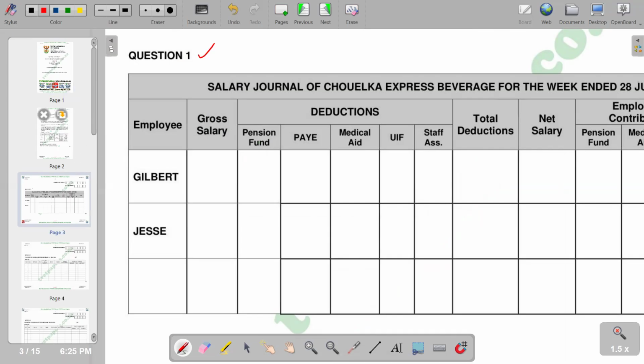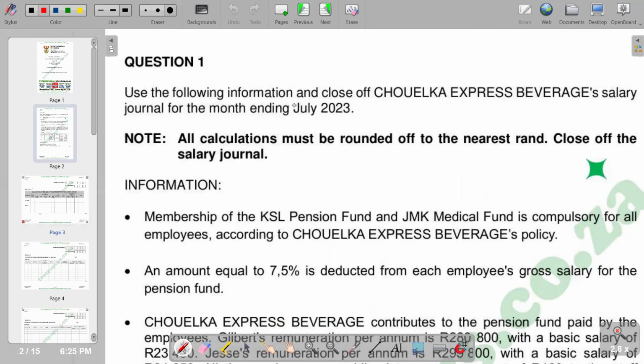In terms of our question, it reads: use the following information in the books of Chioleka Express, a beverage company, to prepare the salary journal for the month ending July 2023. On note, we have an instruction that all calculations must be rounded off to the nearest rand. So it is very important that we take note of this. We also have to close off the salary journal. Closing off the salary journal means you have to add the totals in each and every column, and put the total in the last row.